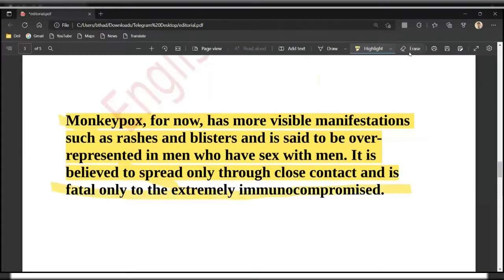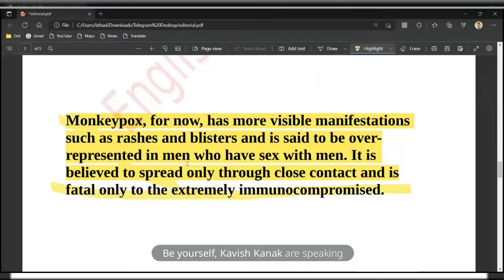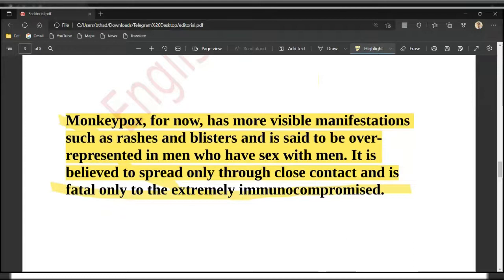Monkeypox for now has more visible manifestations such as rashes and blisters, and is said to be overrepresented in men who have sex with men. It is believed to spread only through close contact and is fatal only to the extremely immunocompromised.